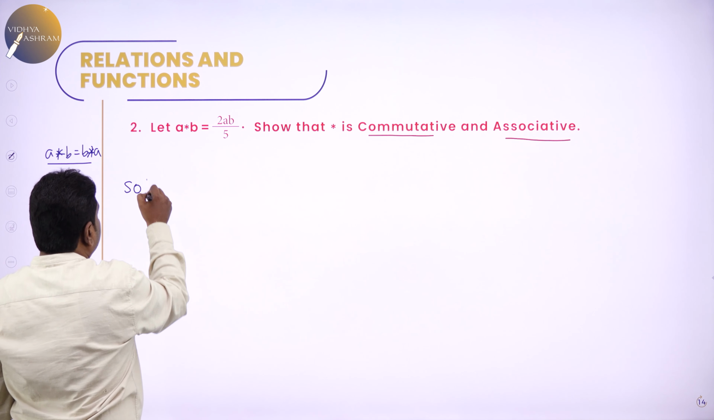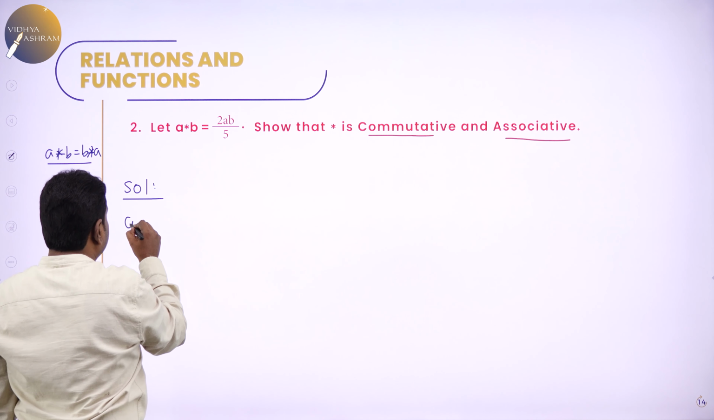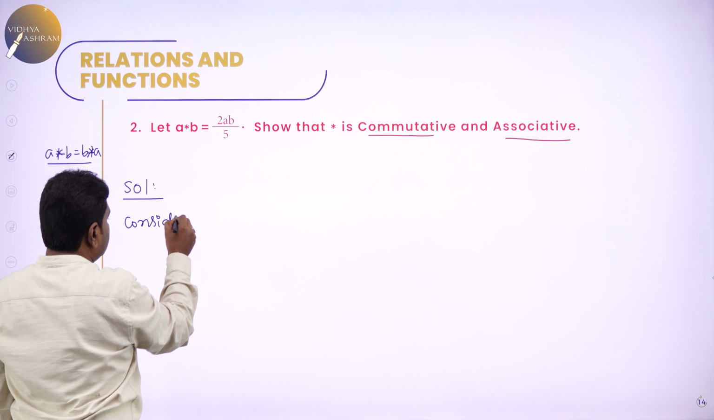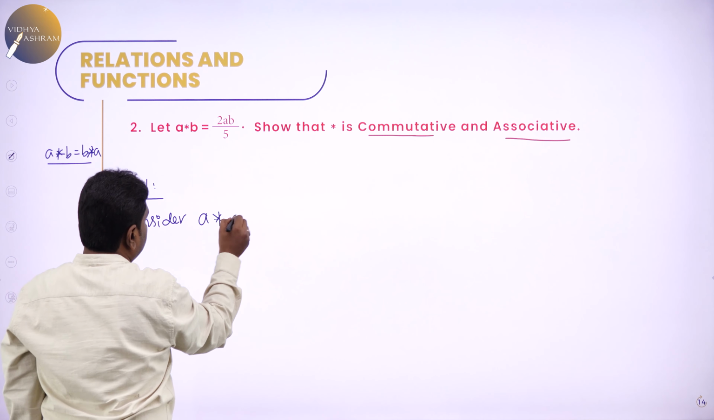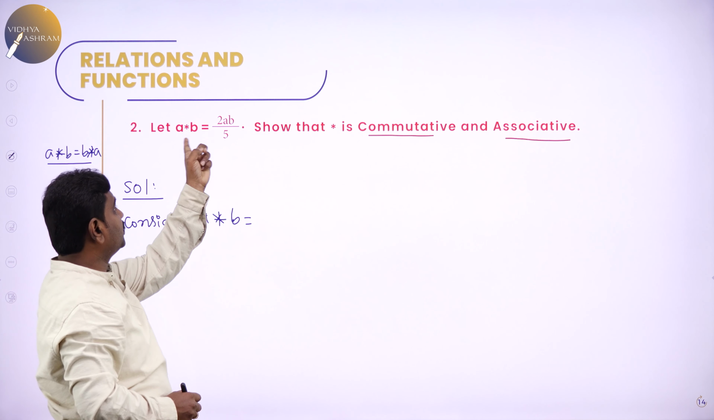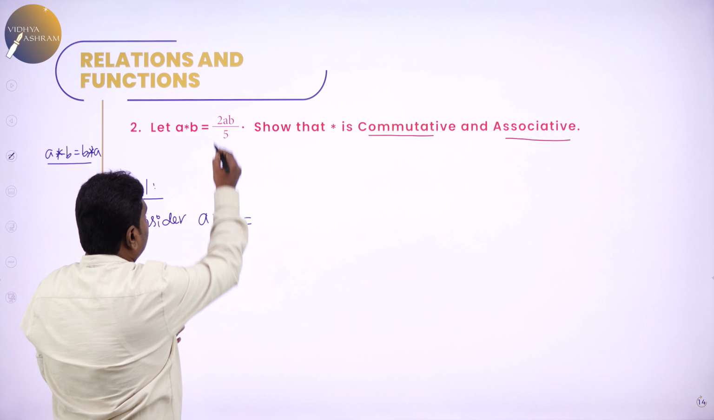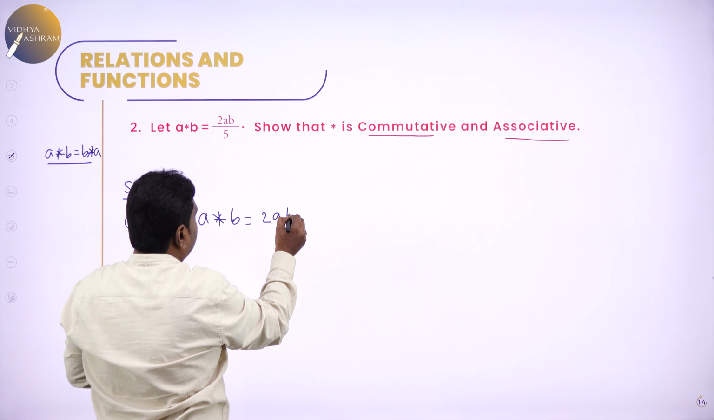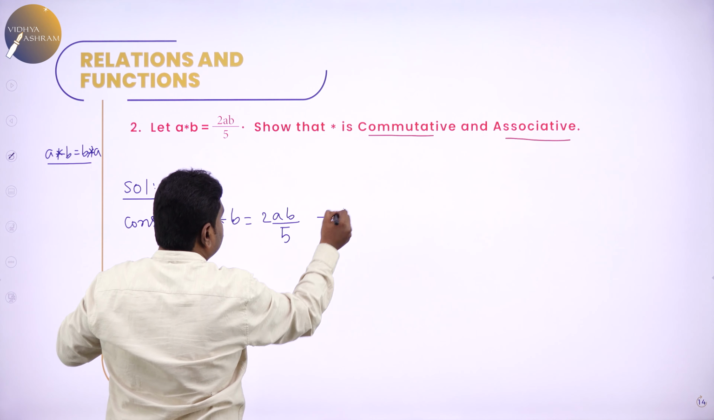Now, consider A star B. A star B value clearly they gave in the problem. What is A star B? First element star second is 2AB by 5. I will write whatever is given. A star B is 2AB by 5. I saw and wrote. Any doubts?